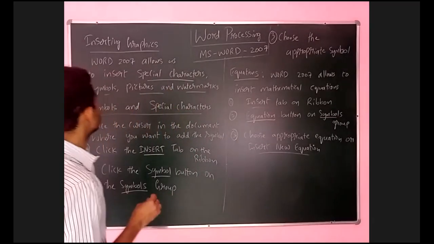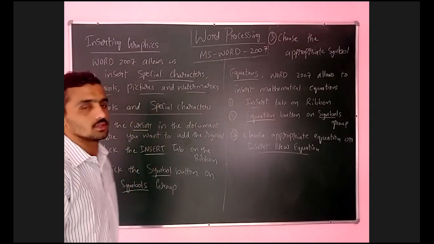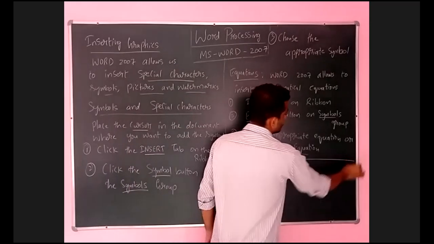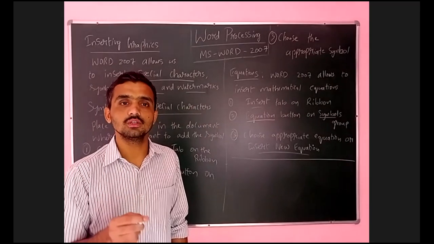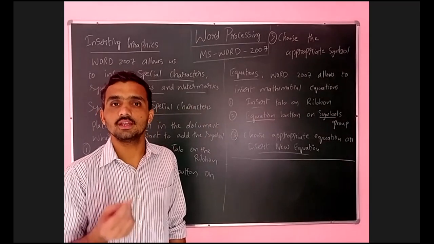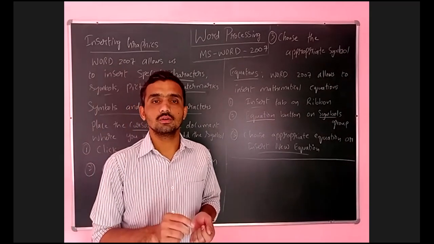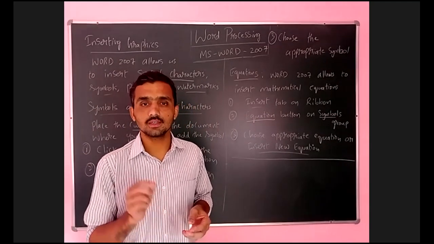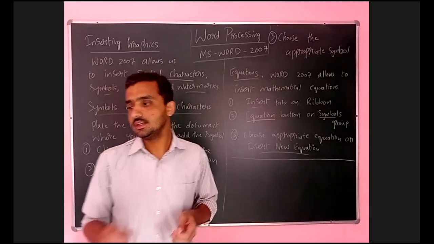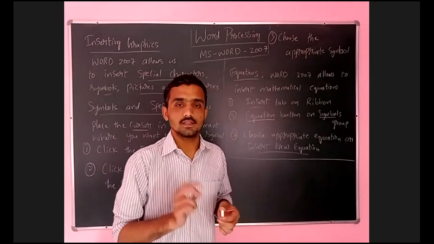Symbols and special characters. Place the cursor in the document where you want to add the symbol. I think in one of the classes I said about mouse pointer and cursor. When we start typing from the keyboard, either in Notepad or in any editor or in MS Word, whatever it comes across is the cursor. So when we start typing, we have to consider it as a cursor.